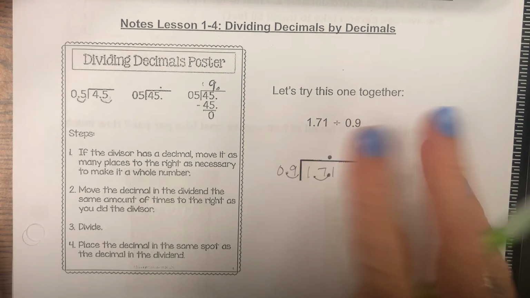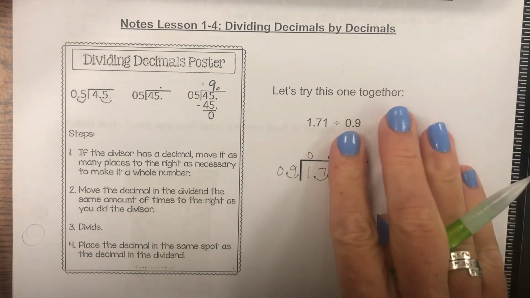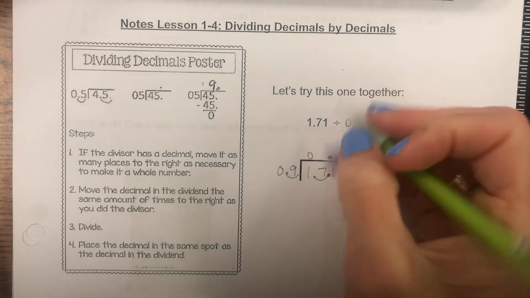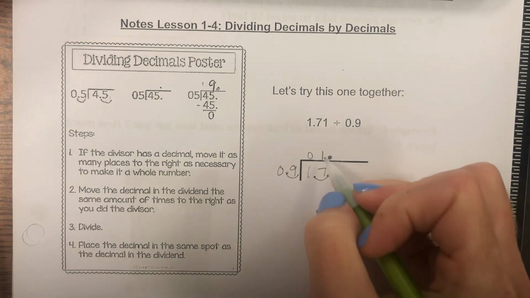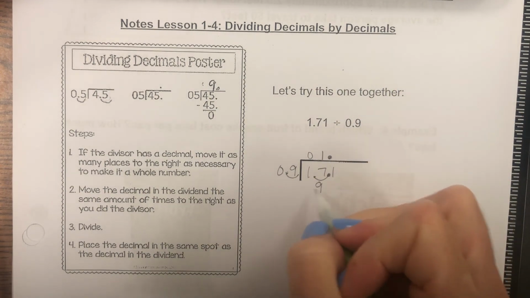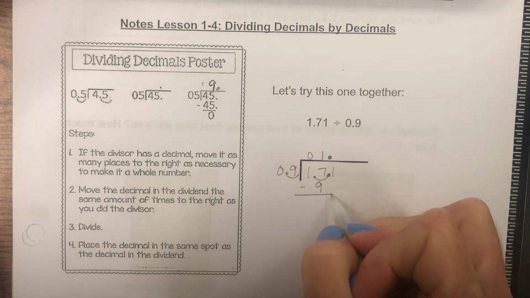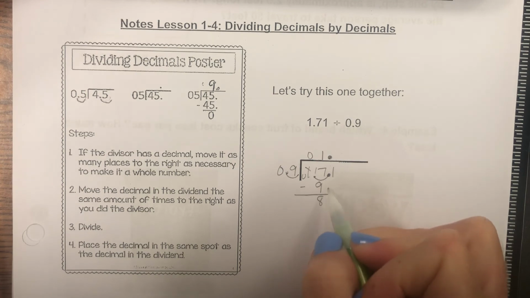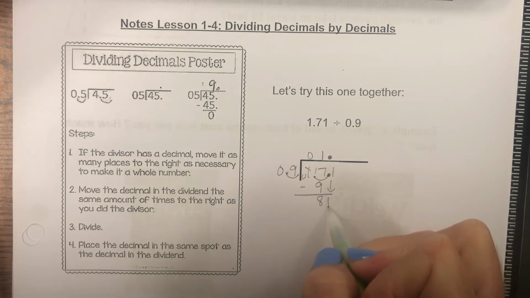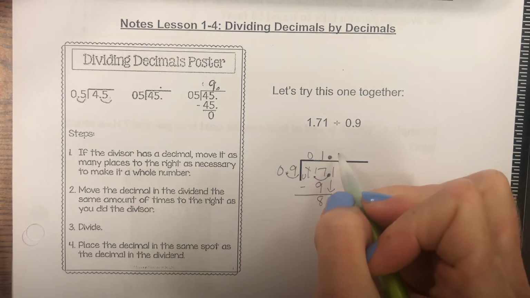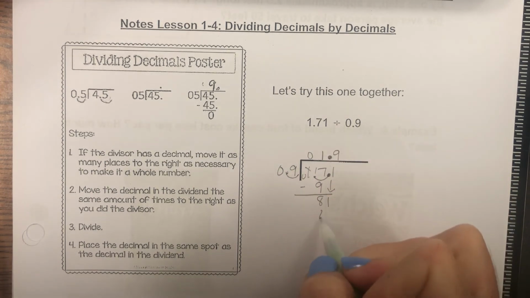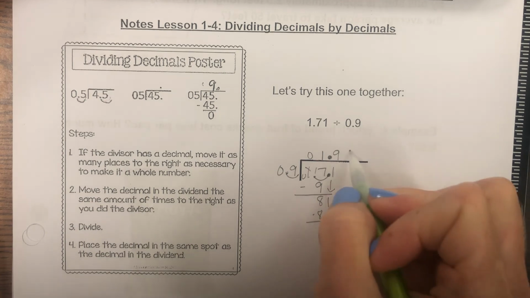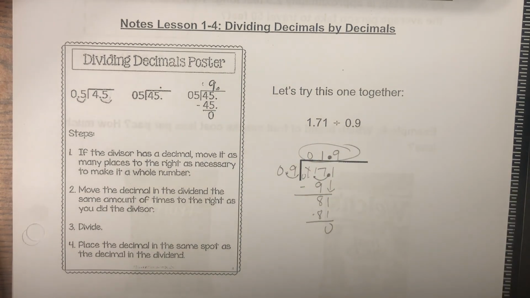9 will not go into 1. It will go into 17 one time. 1 times 9 is 9. And now I'm subtracting 17 minus 9, and I get 8. Bring down the 1. 9 goes into 81 9 times. 9 times 9 is 81. So I'm done, and I get an answer of 1.9.